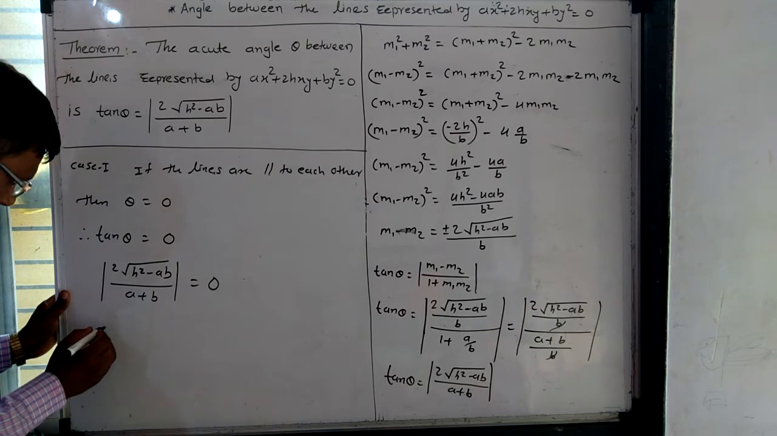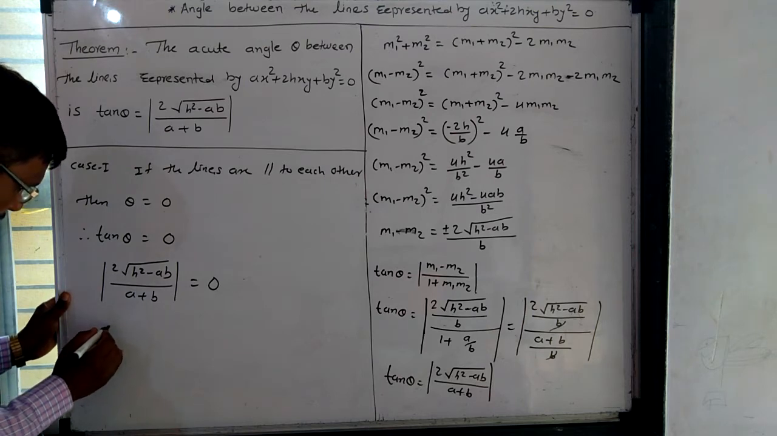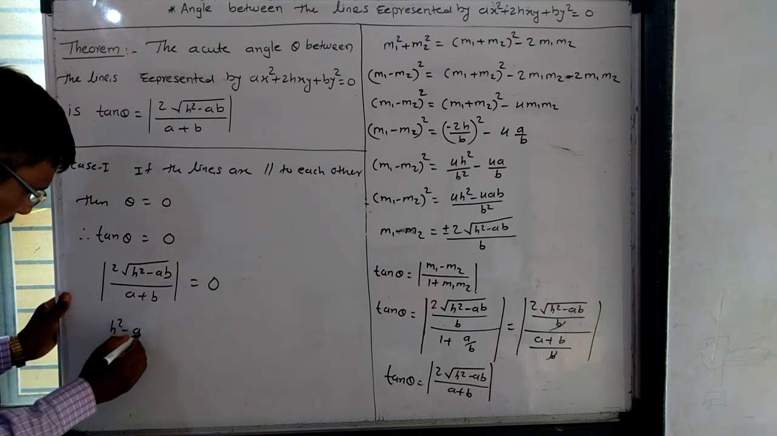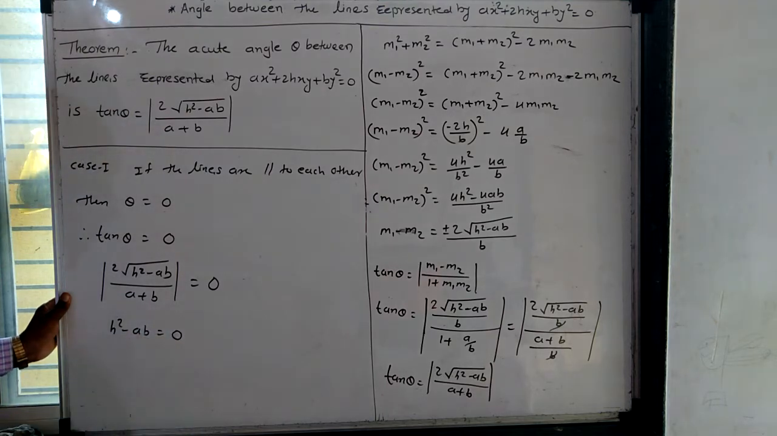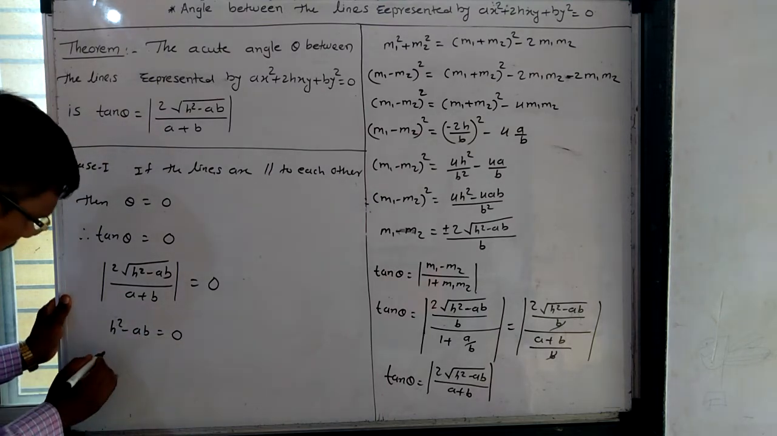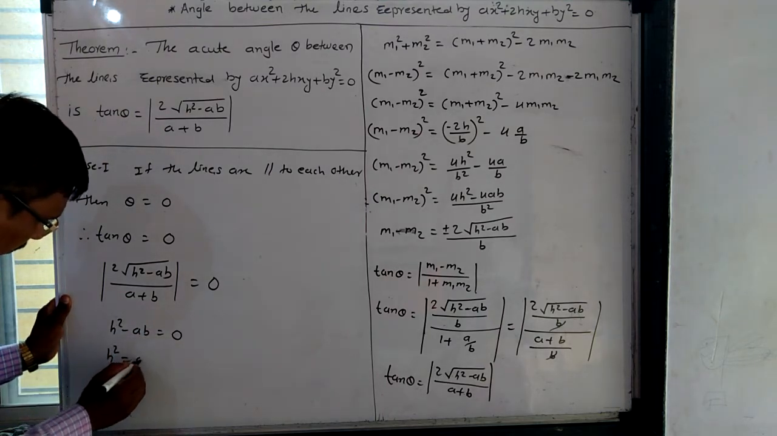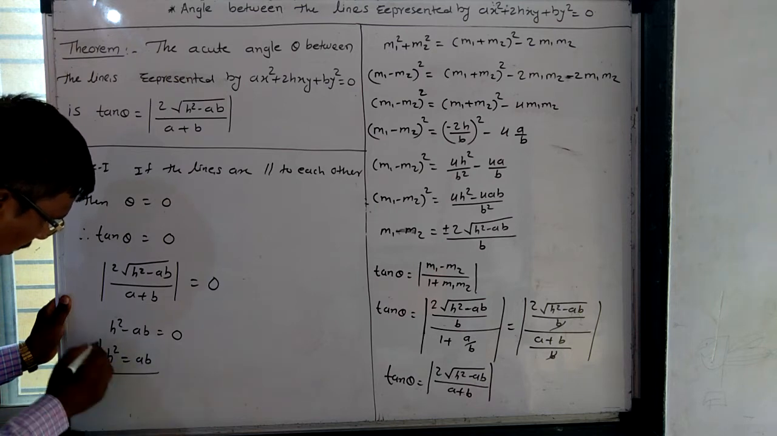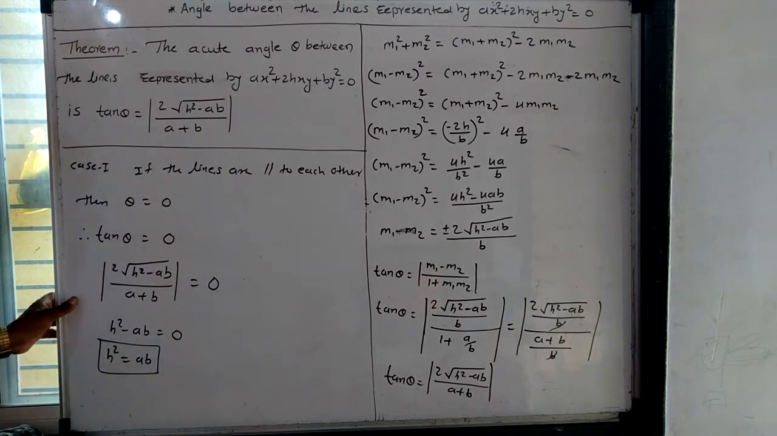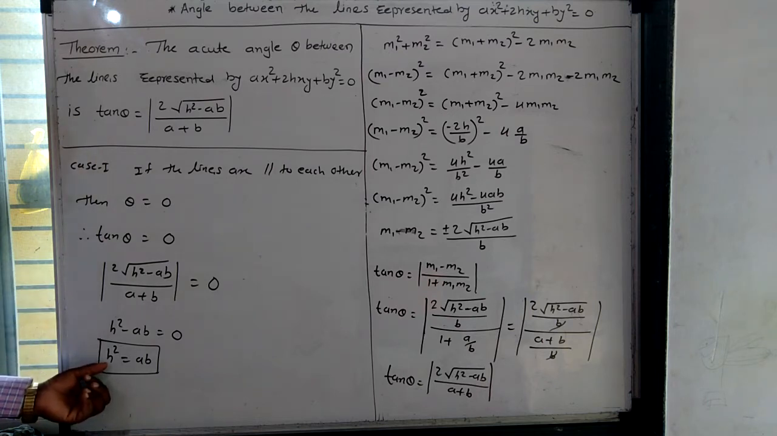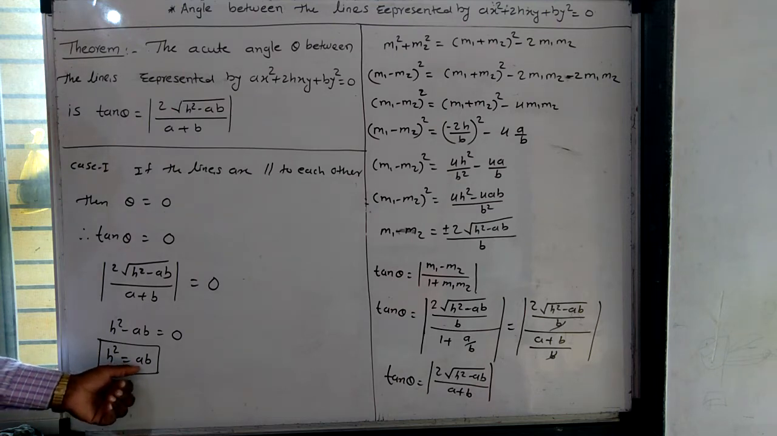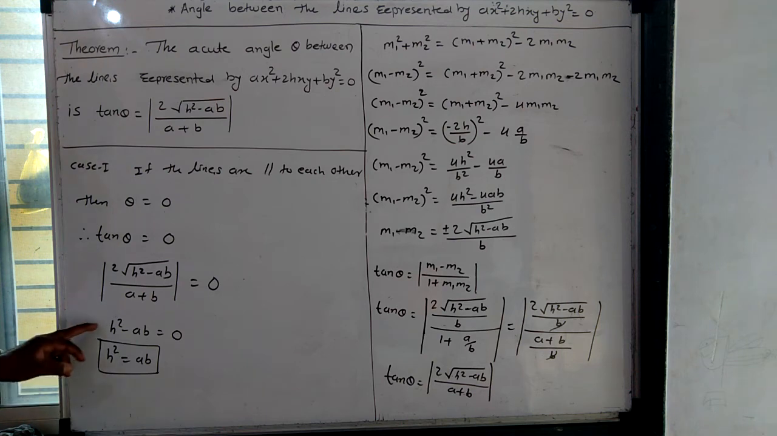Therefore, this implies that h square minus ab is equal to 0. Okay. This implies that h square is equal to ab. Then the lines are parallel to each other. This is the condition that the lines represented by these equations are parallel to each other if and only if h square is equal to ab, or h square minus ab is equal to 0.